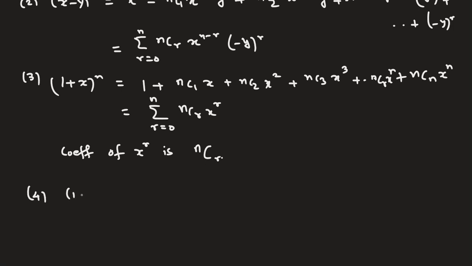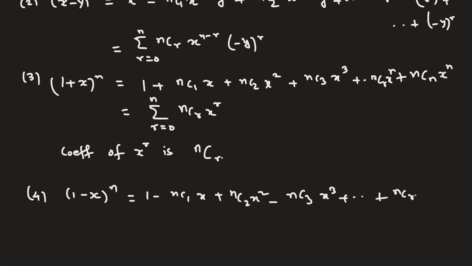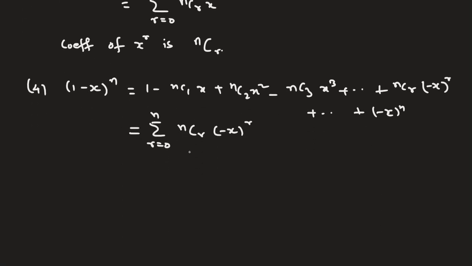Number 4, you just replace x by minus x. So it should be 1 minus nC1 x plus nC2 x squared minus nC3 x cubed. In this way you go on to nCr with x replaced by minus x, (-x)^r, and finally (-x)^n. So this can be generated by sigma nCr (-x)^r, r equal to 0 to n. So now the coefficient of x^r is nCr (-1)^r. Is it clear?